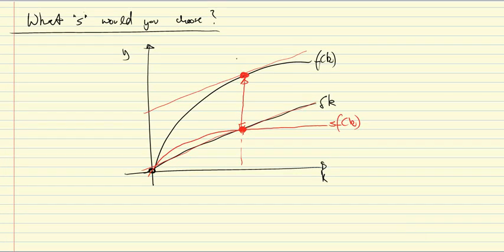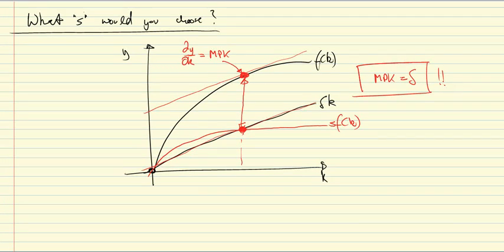So you'll know as well that dF/dK, so the derivative here, is equal to the marginal product of capital, MPK, in terms of calculus. So that is the slope of this line. So the maximum per capita consumption occurs when the marginal product of capital is equal to the depreciation rate. Okay, so that is the simple answer, graphically quite intuitive to show.